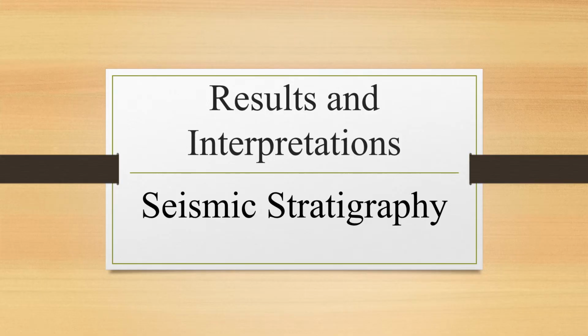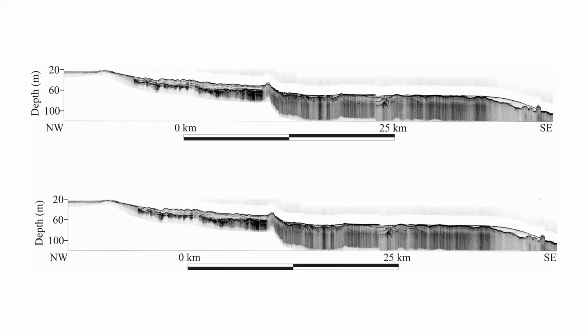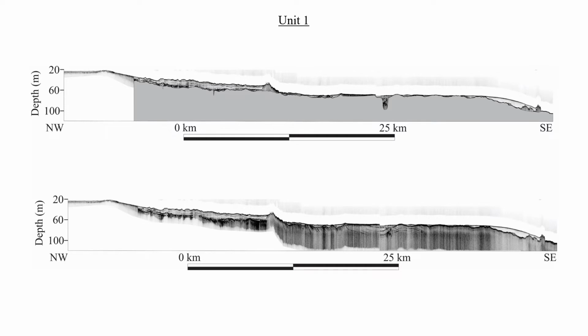First up, let's define the seismic stratigraphy of the study area. Here, we have a coast perpendicular Topaz seismic profile from broadly 20 meter to 100 meter depth. Unit 1, shown in light gray, defines the lowermost and oldest resolvable seismic unit for the study and marks the acoustic basement.